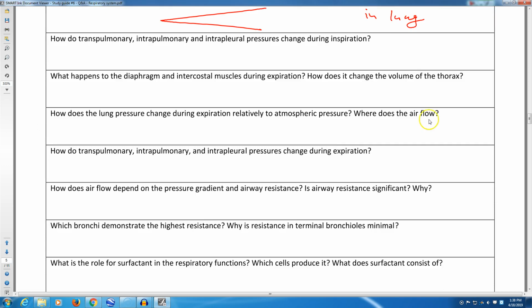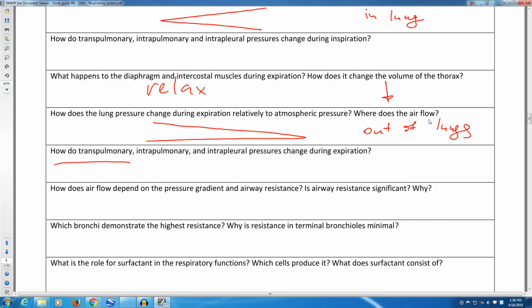When we expire, the diaphragm and intercostal muscles relax, the volume of the thorax decreases, lung pressure becomes higher than atmospheric, and air flows out of the lungs. Transpulmonary pressure slightly increases, intrapulmonary pressure increases, intrapleural pressure increases.